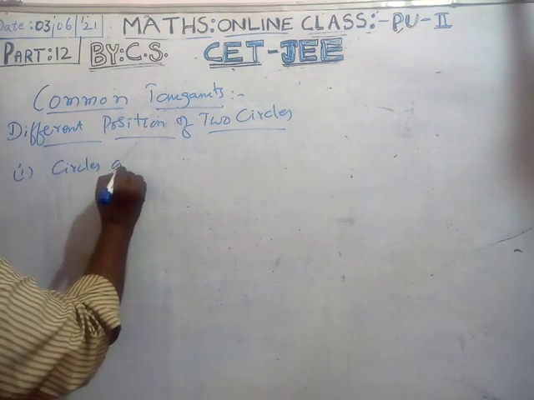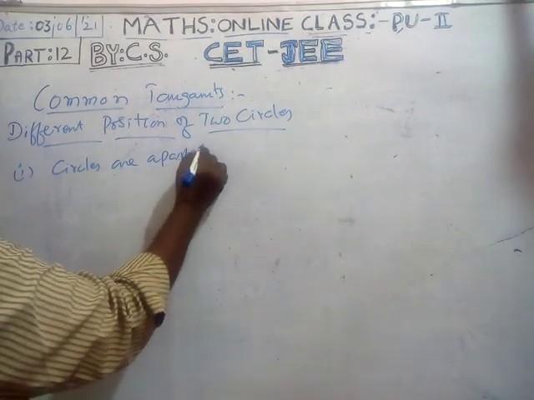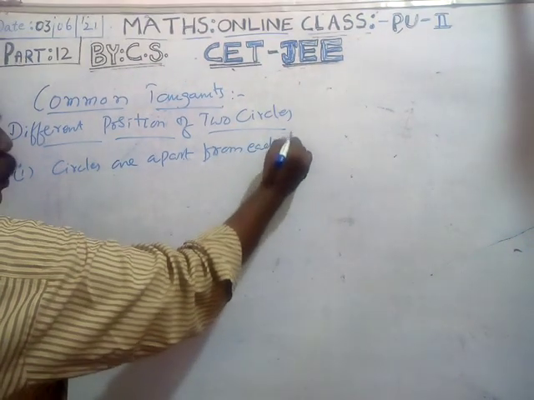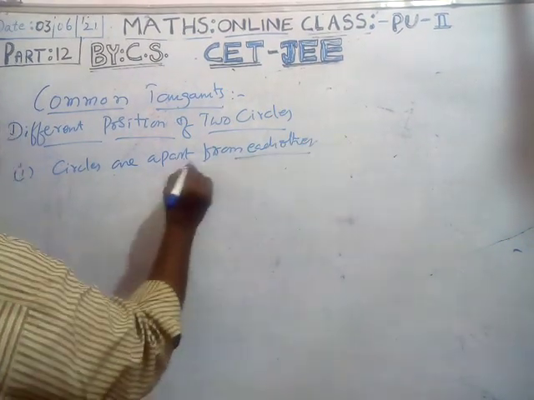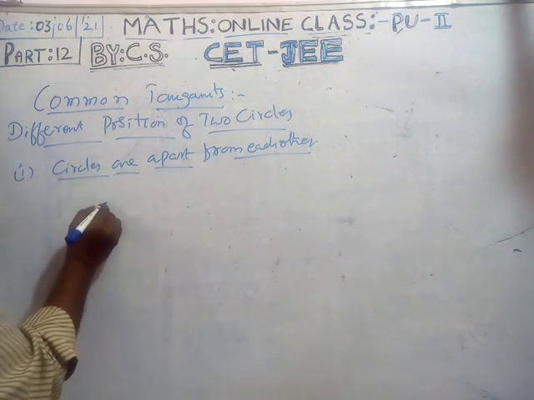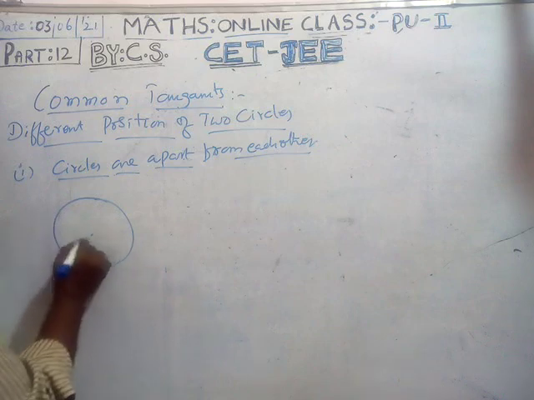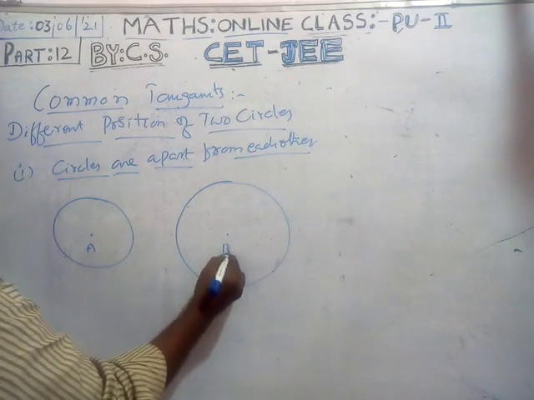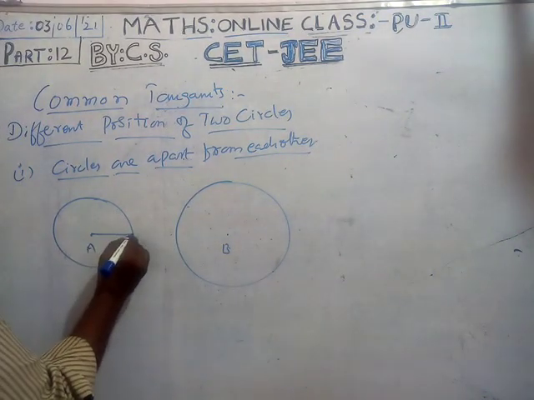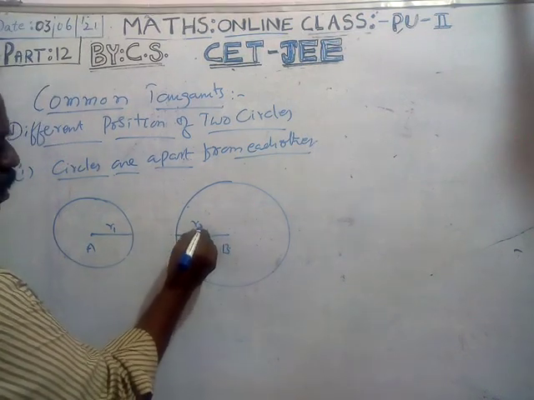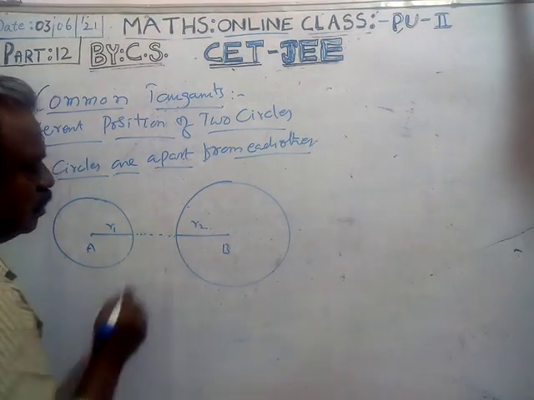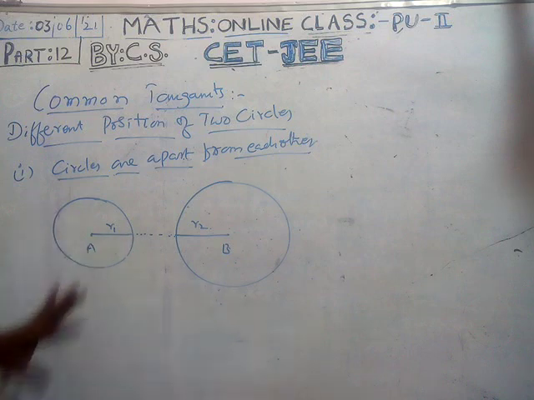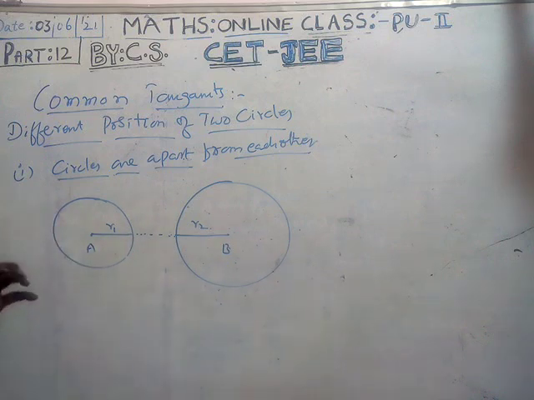Circles are apart from each other. There is a circle with center A and another circle with center B, and radius is R1. Here the radius is R2. They are apart from each other. They are not touching each other, they are not intersecting each other, they are separate from each other.